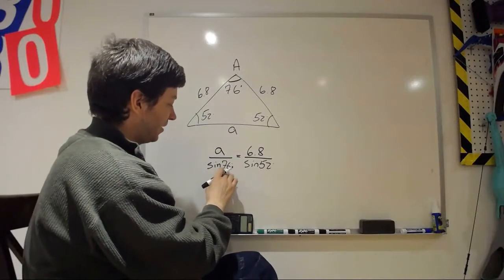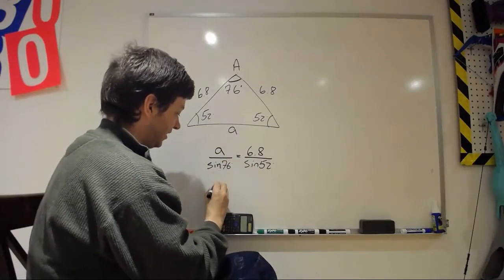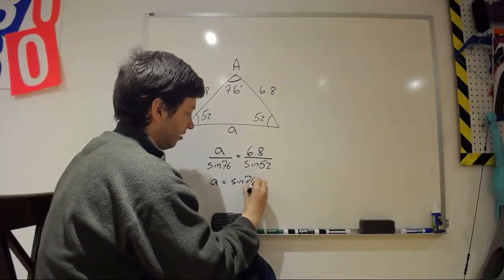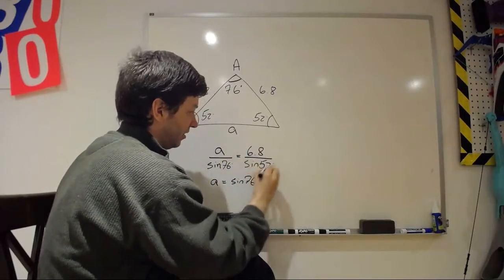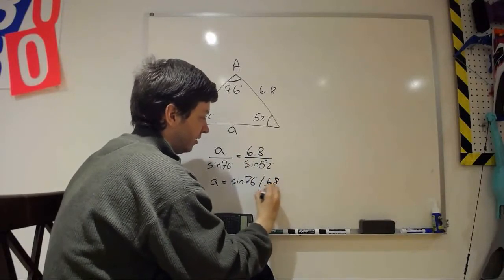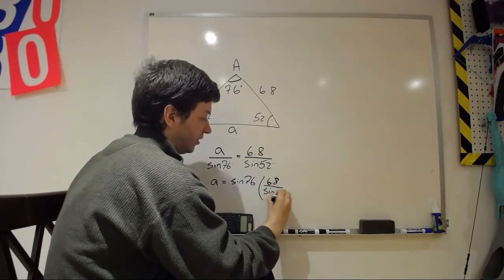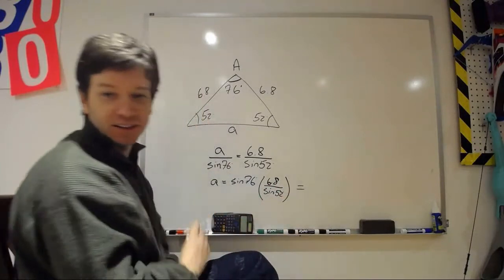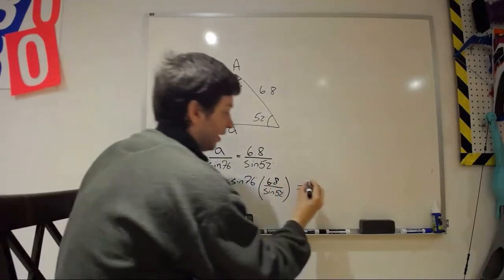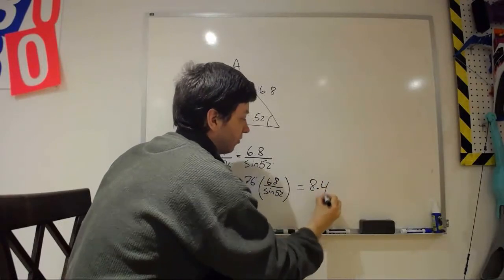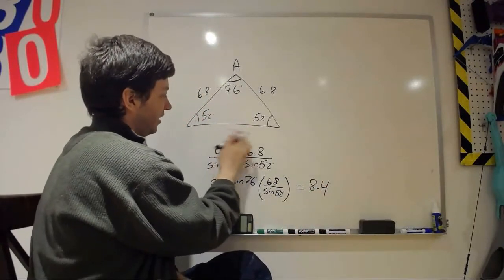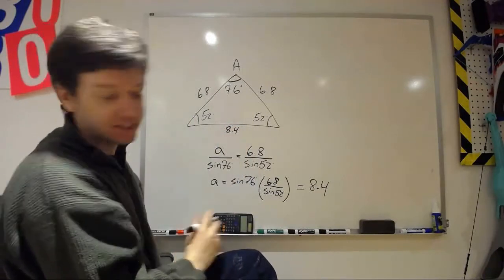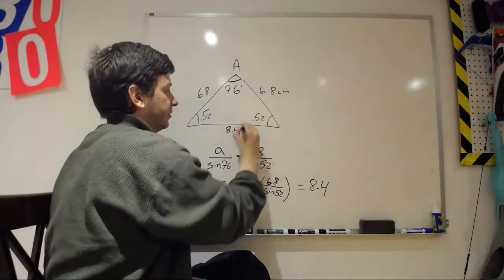Now we can multiply both sides by the sine of 76 to get what A is. So A equals the sine of 76 multiplied by this ratio, 6.8 over the sine of 52. We can punch that into our calculator and get A equal to 8.4. Is it meters or centimeters? These are all centimeters.